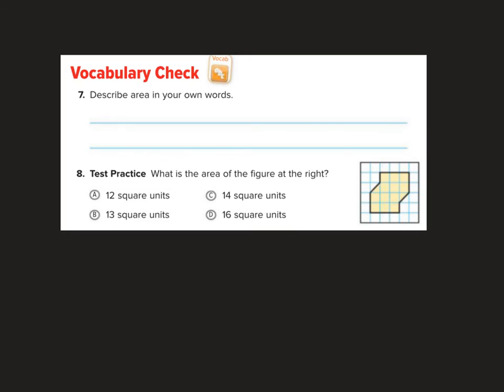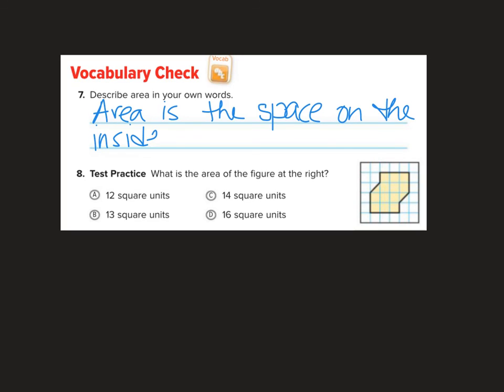Okay, what is area? Area is the space on the inside of a shape cut into squares. Right? Because we just take the space on the inside and we cut them into equal squares and see how many squares can fit in there.